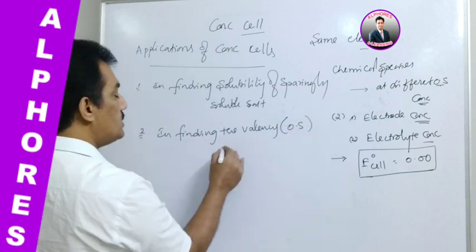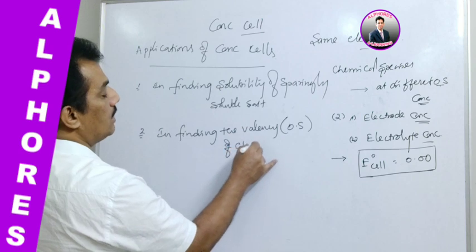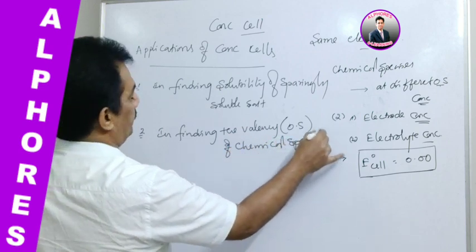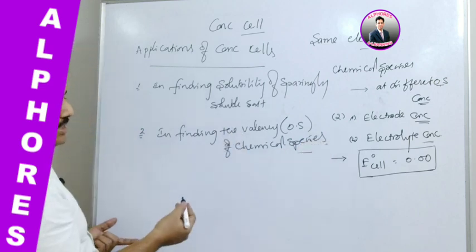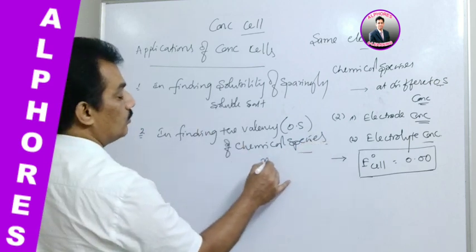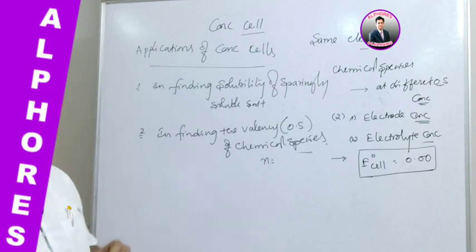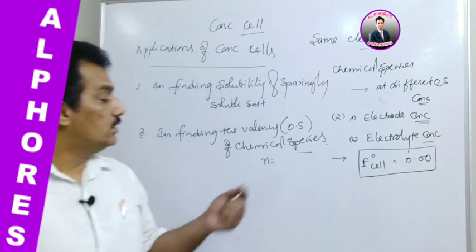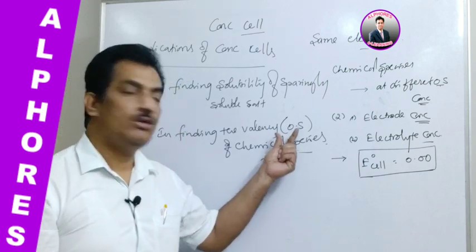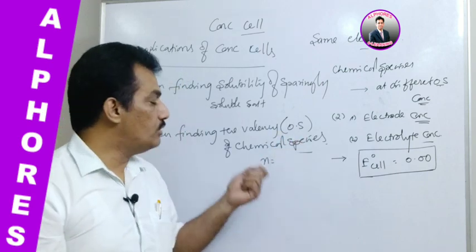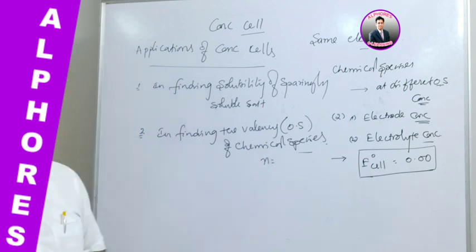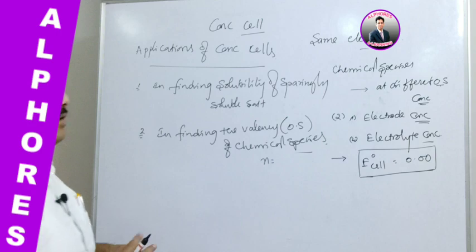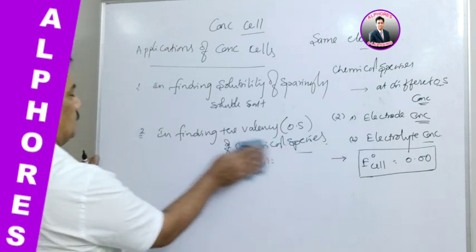In finding the valency of chemical species, here the valency of chemical species is nothing but the n value. n is nothing but the number of electrons that migrate from anode to cathode. Already we know that n value is equal to valency or oxidation state. So in finding that n value, nothing but valency, we can use this concentration cell. And now let us go for the details of these two.